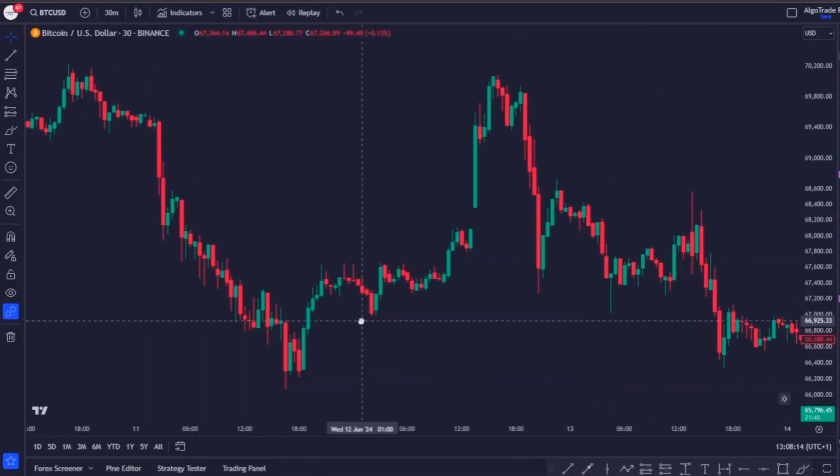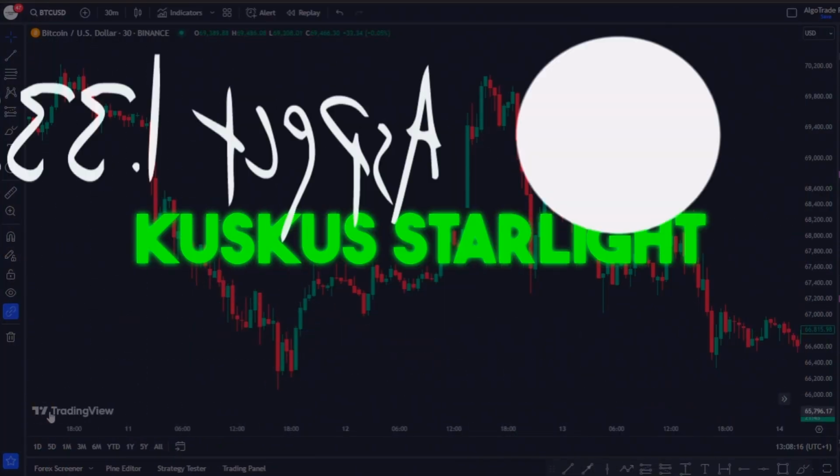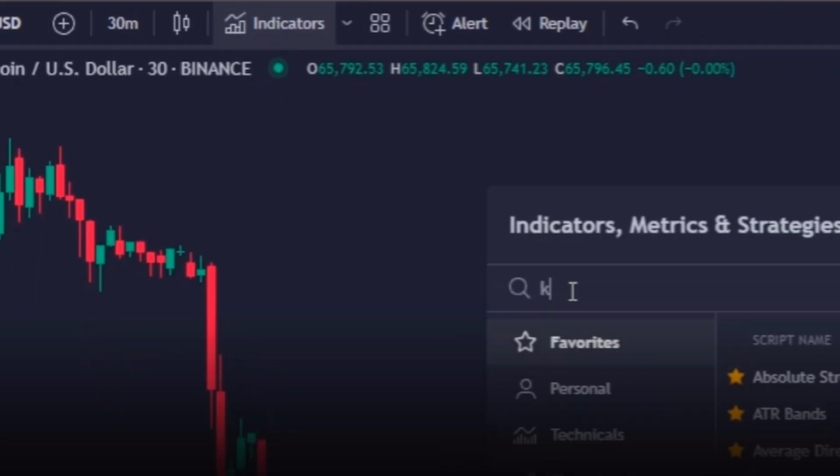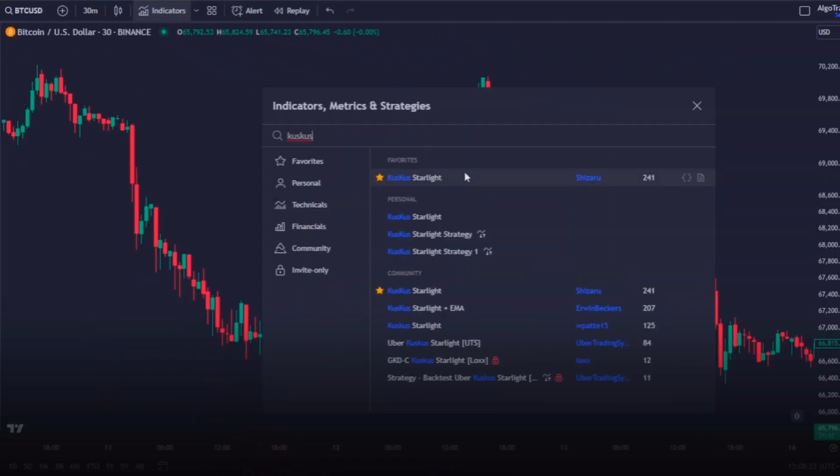So let's start by adding the KusKus Starlight indicator to our TradingView charts. First, click on Indicators, then type KusKus Starlight and you can use this free version provided by this trader.